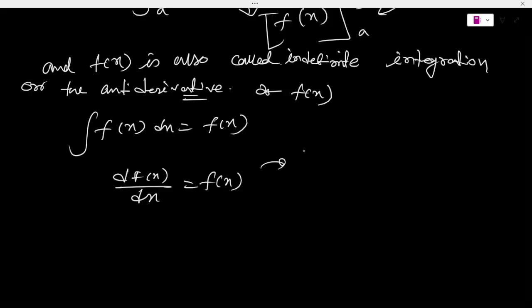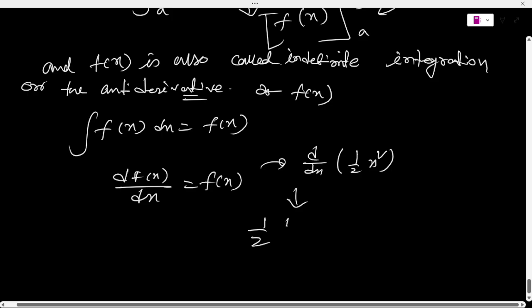Let's give an example: d/dx of half x squared. So what will it come to? It will come to half times d/dx of x squared.